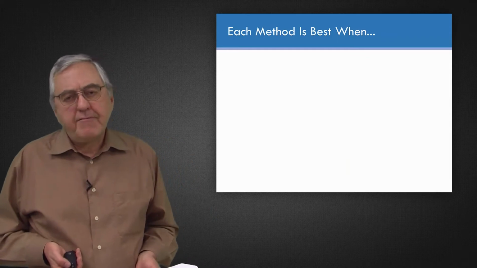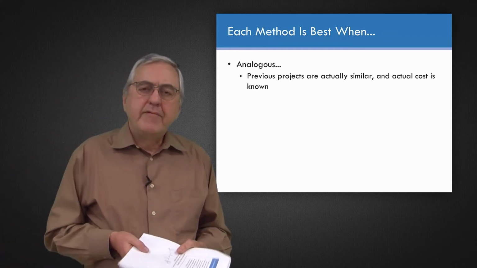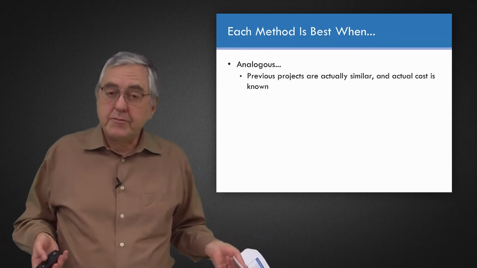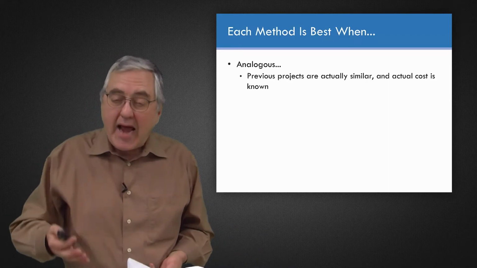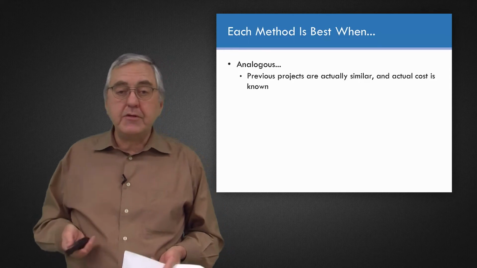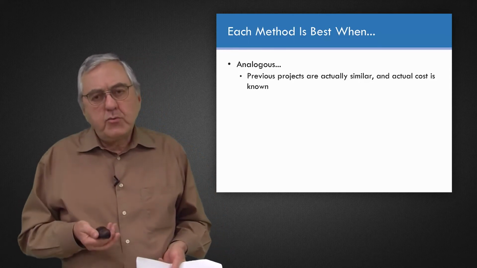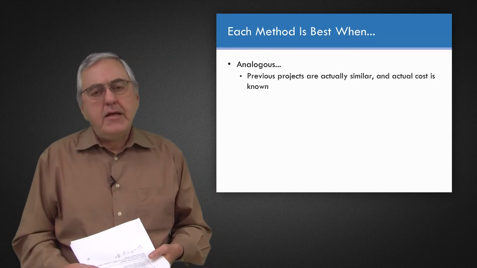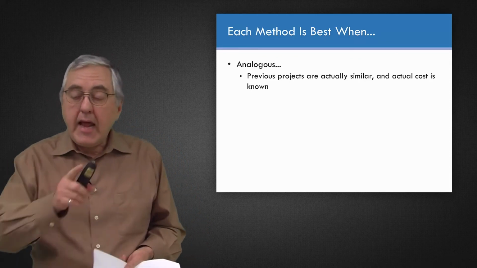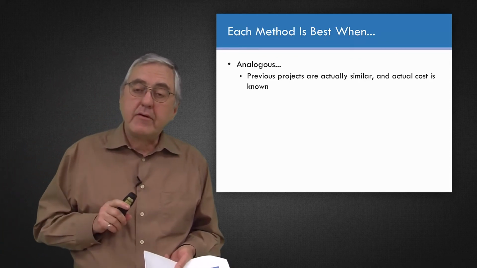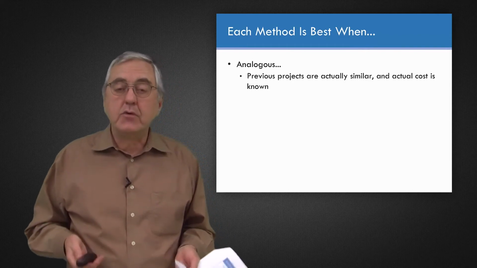So each of those 4 methods has its advantages and is best under certain circumstances. For an analogous estimate, this is where we're comparing it to the actual project we did in Montreal 2 years ago. It works well if the previous project is actually very similar, not too many adjustments have to be made, and we have good, accurate records of what the actual cost was.